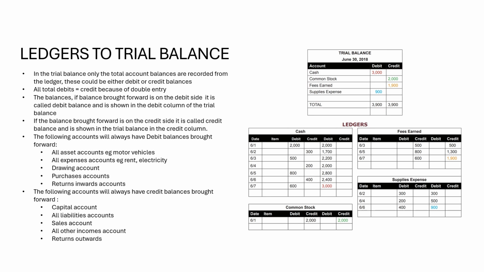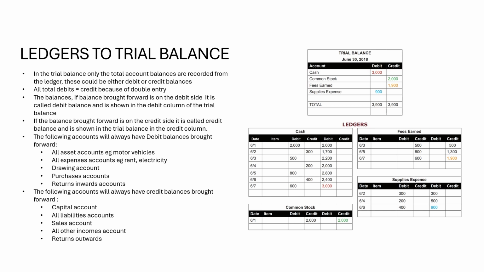So the key rules: in the trial balance, only the total account balance is recorded from the ledger. This could be either a debit or credit balance, depending on the total outcome. Total debits equal total credits because of the double entry principle. If the balance brought forward is on the debit side, it is called a debit balance and is shown in the debit column of the trial balance. If the balance brought forward is on the credit side, it is called a credit balance and is shown in the credit column.